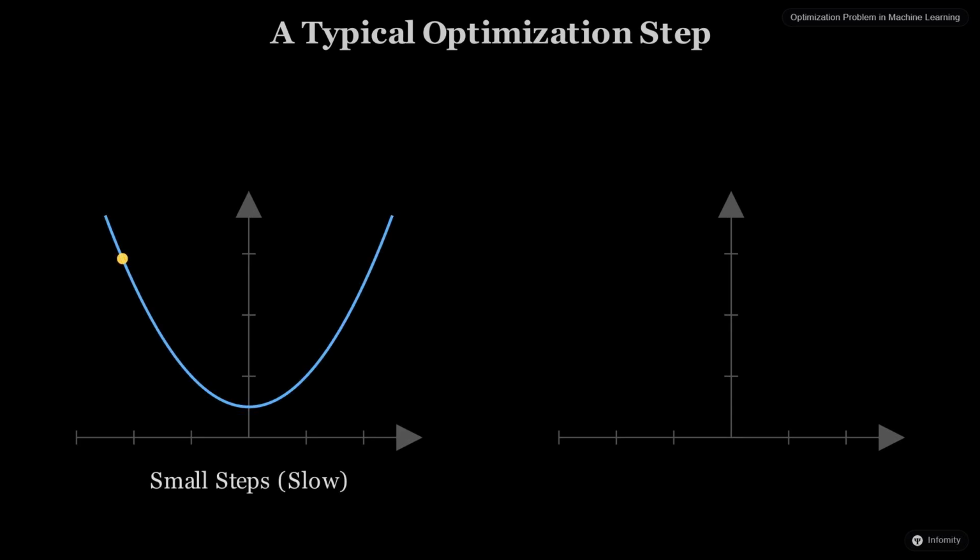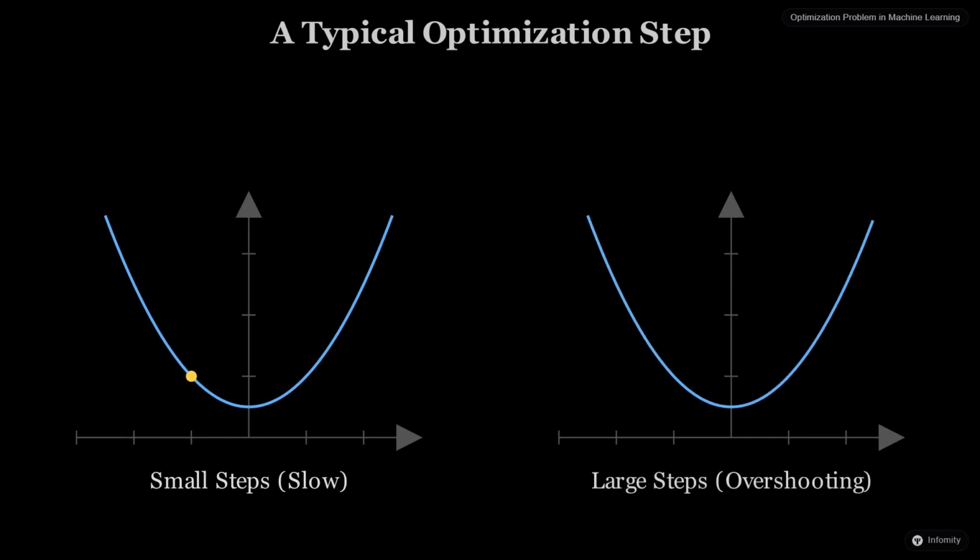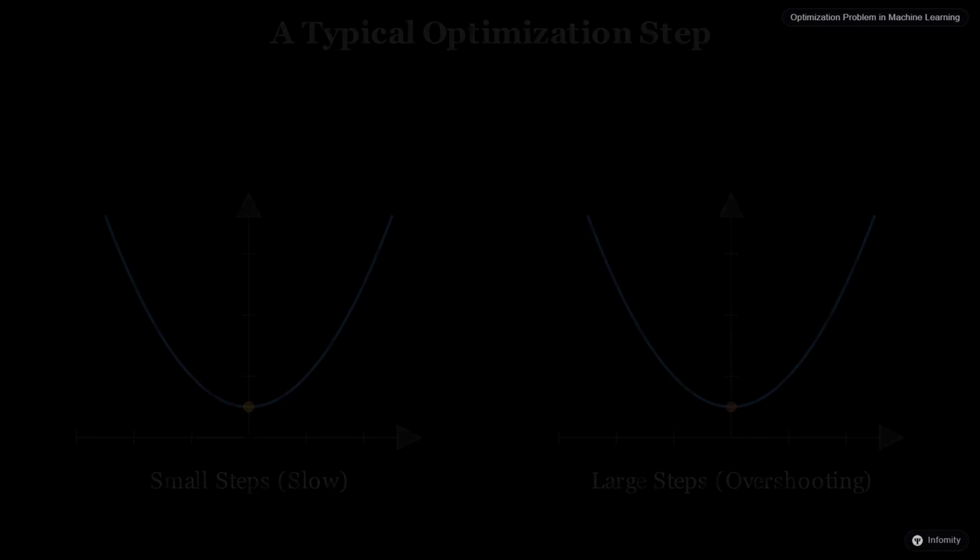When we adjust our parameters, the size of that adjustment, often called the step size or learning rate, is crucial. If our steps are too small, it will take a very long time to reach the minimum, making the training process inefficient. On the other hand, if our steps are too large, we might overshoot the minimum entirely, bouncing back and forth or even diverging to higher loss values. Finding the right balance for this step size is critical for efficient and effective optimization, ensuring we converge to the minimum without wasting too much time or missing our target.